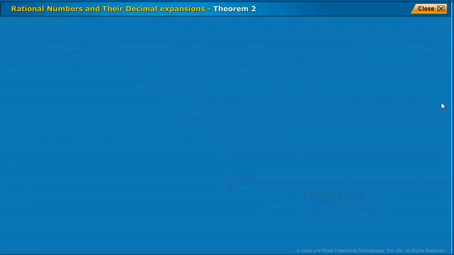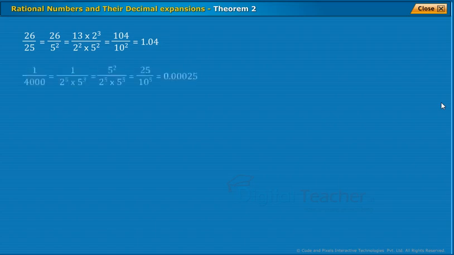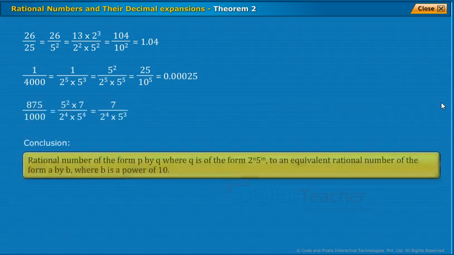For example, the rational number 26 by 25 is expressed as 26 by 5 square. Now the prime factors of both the numerator and the denominator are as shown. Thus by further solving, we get 1.04. Similarly, the expansions of the other two rational numbers are as shown on screen. Now, let us solve an example problem on this theorem.